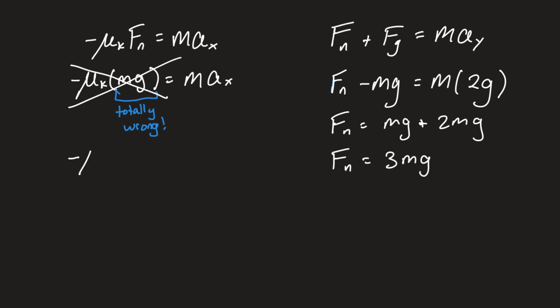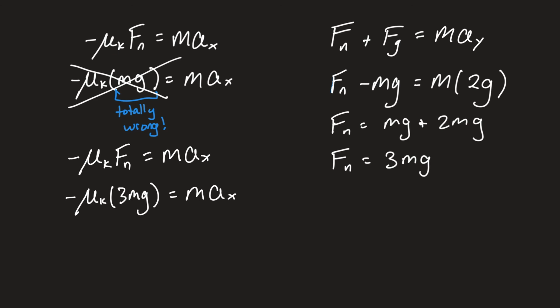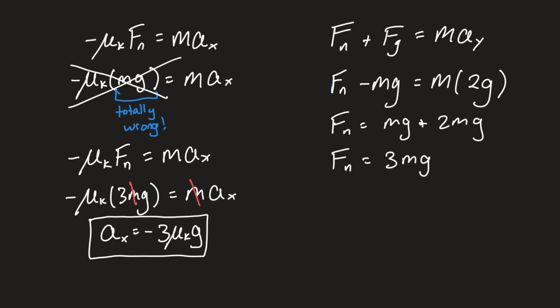All right, so we continue along, and now let me just rewrite it like this first. And now we'll plug in, so we get minus mu k times 3mg is equal to ma x. Awesome. What happens next? An amazing thing happens next, and it's that the mass cancels out. And then we come in and we solve. All right, so I've done that here, and you can clearly see, hopefully, that we can find our acceleration in the horizontal direction in terms of some of the parameters that we needed.